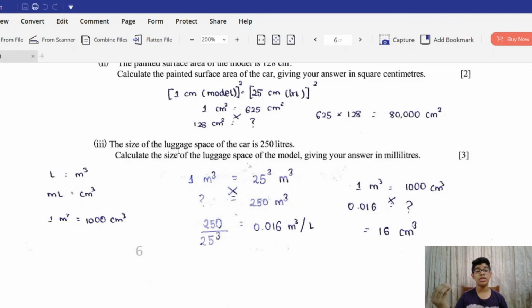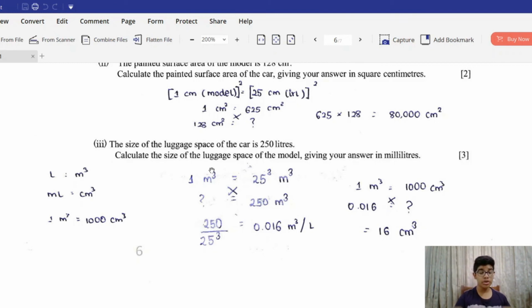Calculate the size of the luggage space of the model. Give your answer in milliliters. Now, you should know a few things. 1 liter is 1 meter cubed. 1 milliliter is 1 centimeter cubed. And 1 meter cubed is 1000 centimeter cubed, because 1 liter is 1000 milliliters.